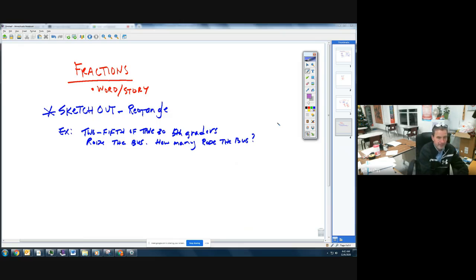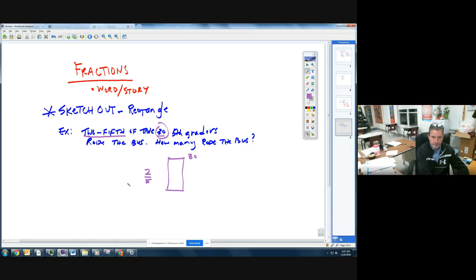Again, we're talking about fraction of. Remember, the word of in math means multiplication, so you just want to find out what 2/5 times 30 is. But for right now, we're just going to draw your rectangle, and the rectangle always stands for the total amount you have. We have 30 fifth graders. What fraction of those 30 do I want? I want 2/5, so I'm going to write my 2/5 right here. And that's how many rode the bus.